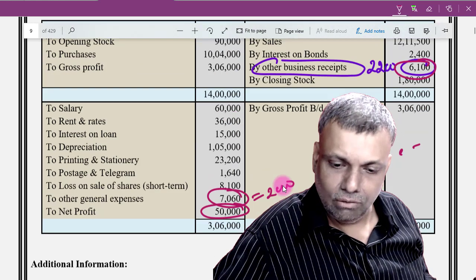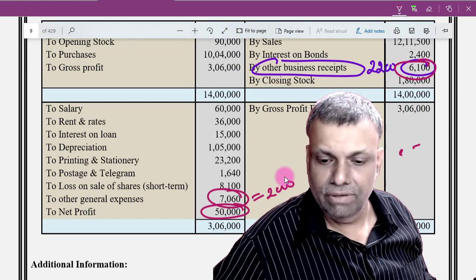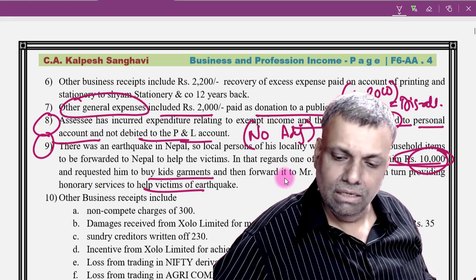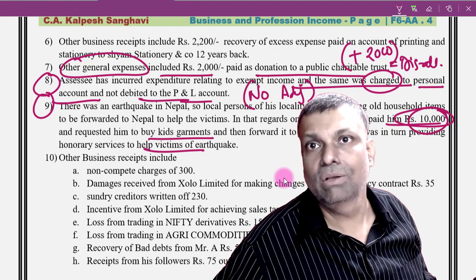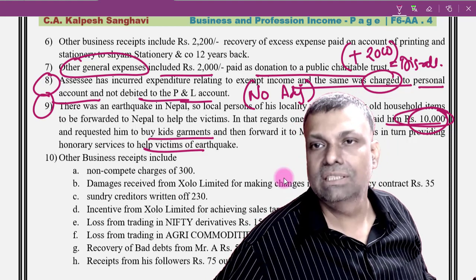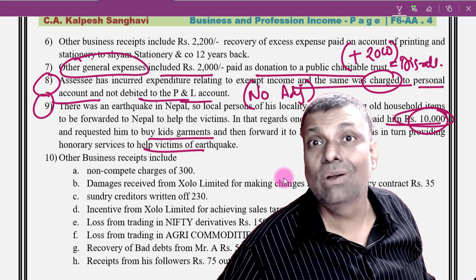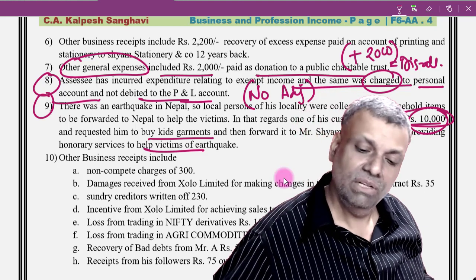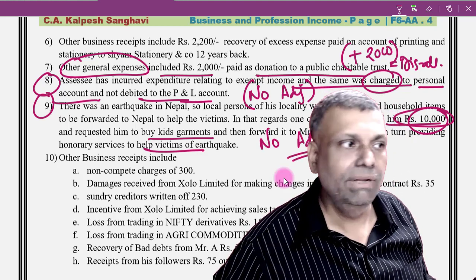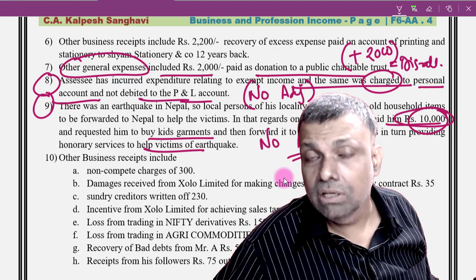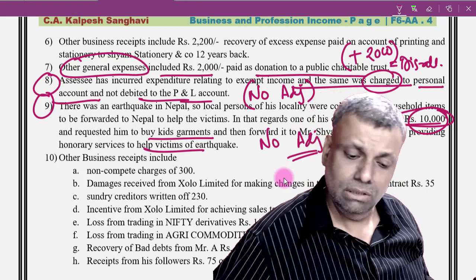Okay, so in that particular situation, I will say that this 10,000, although you have received it, is nowhere reflected here. See here, nowhere is this 10,000 reflected in your profit and loss and trading account. Rather, this 10,000 you should not even take to your books of accounts, because this is not your money. You have just taken the money and purchased the kids' garments. It is not your money. You did not get good title to the money. So for that you require no adjustment. But here you have to write a very good note saying that this is not the income of the assessee, because the money does not accrue to the assessee.